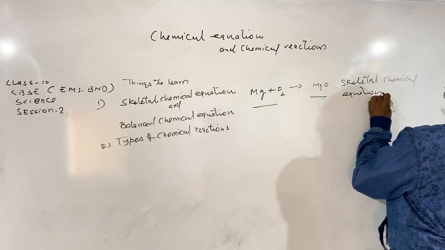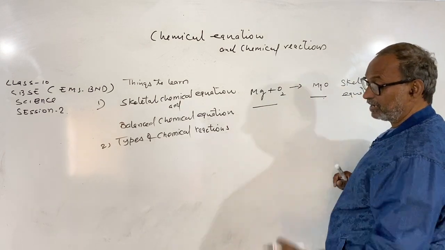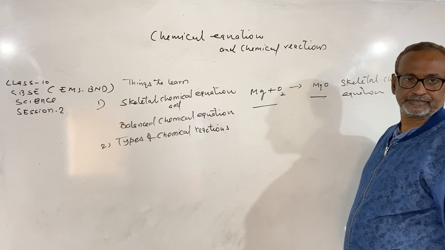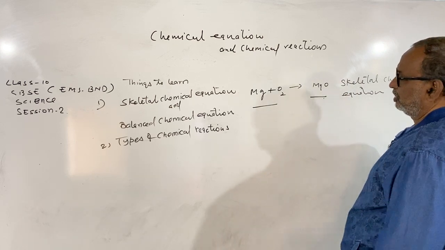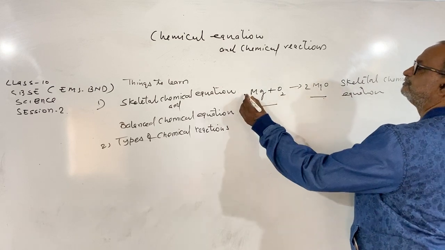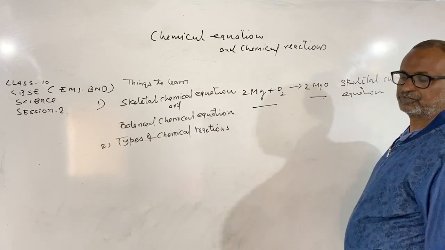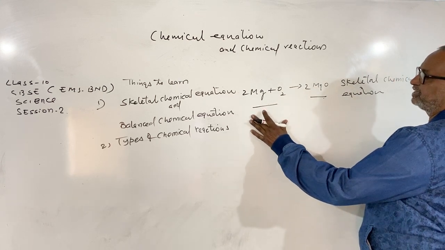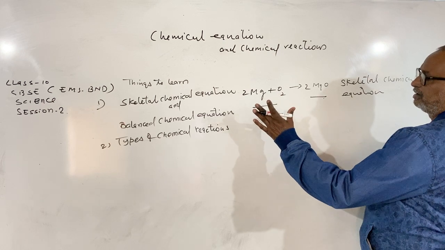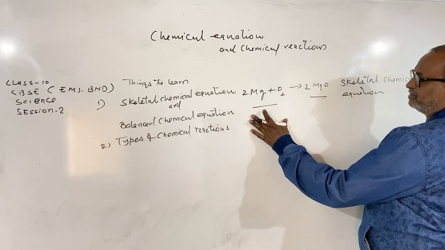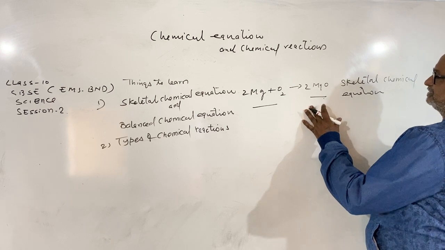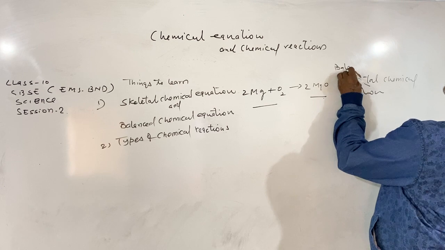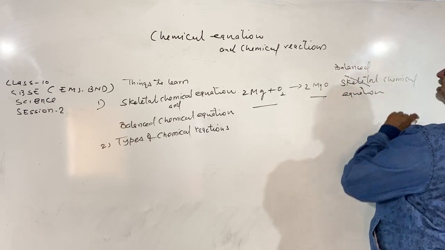So remember, whenever you write a chemical equation to represent a chemical reaction, balance the chemical equation. For example, this equation now contains equal number of atoms of magnesium and oxygen on the left hand side and on the right hand side. Such a chemical equation is said to be a balanced chemical equation.